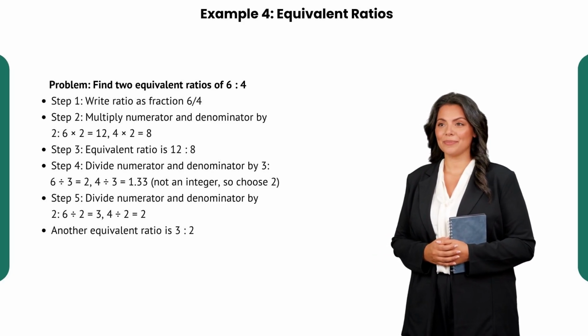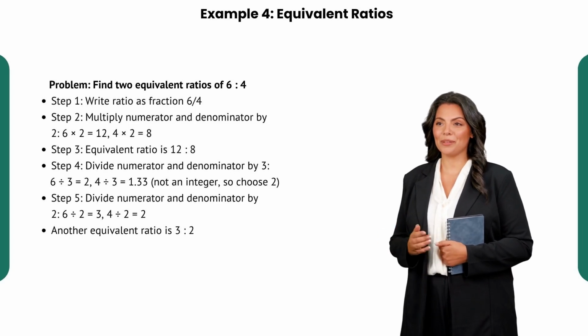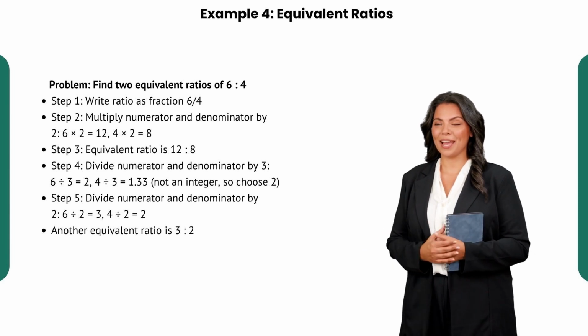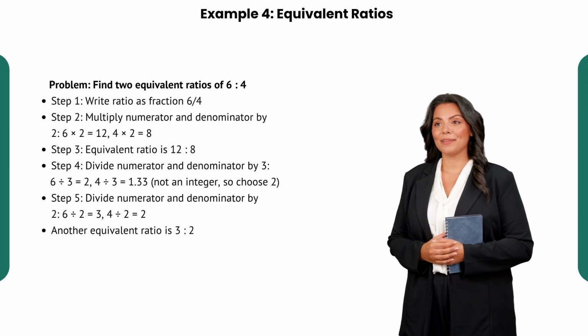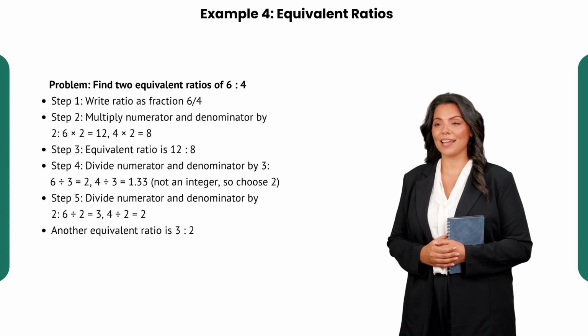Step 1. Write 6 is to 4 as a fraction. 6 divided by 4. Step 2. Multiply numerator and denominator by 2. That is 6 times 2 equals 12, and 4 times 2 equals 8. Hence, 12 is to 8 is an equivalent ratio to 6 is to 4 because they express the same relationship scaled up.